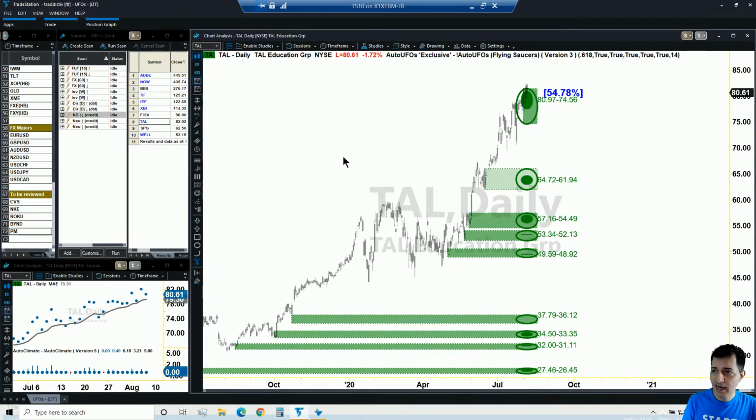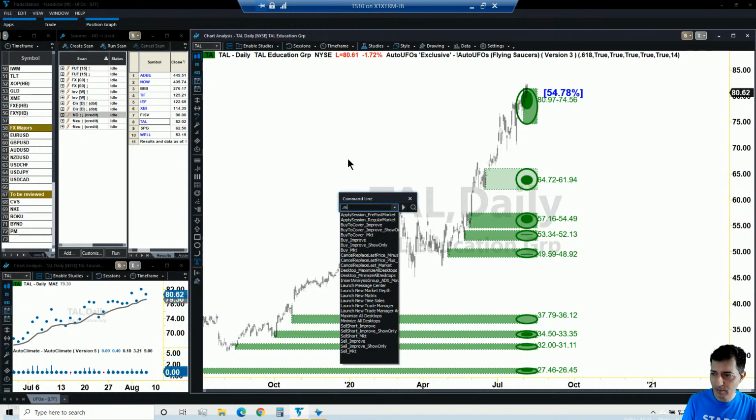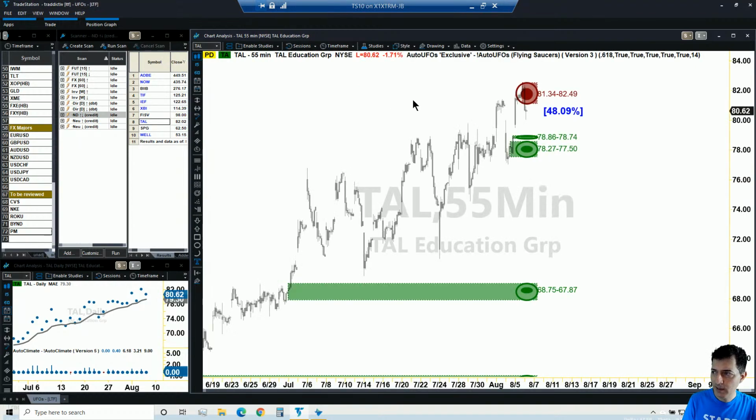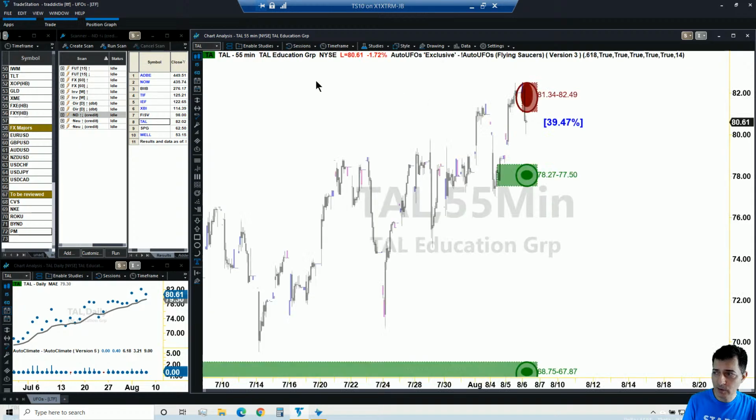Okay, so we have TAL. Let me take a look at the monthly time frame of TAL, another stock making an all-time high. When I look at the 55-minute time frame, I have one UFO there. Probability is 48, 49. I still need to wait because we are pending data here. Okay, it's 45. So in the end, it's not acceptable. And if I look at pre and post market, it's even less acceptable. So we're going to pass.